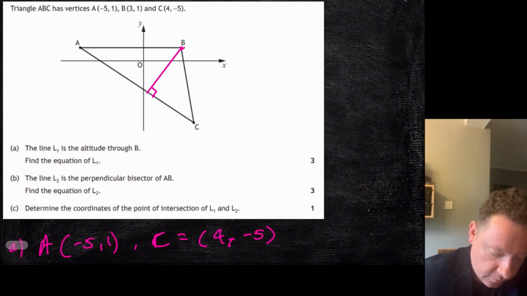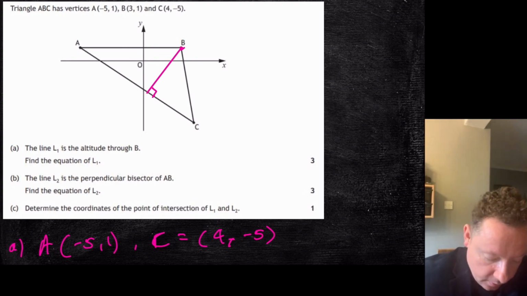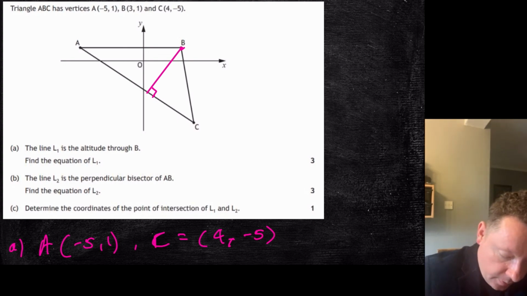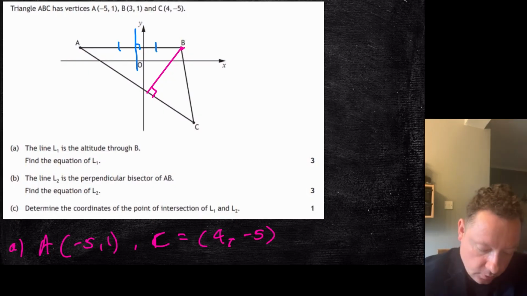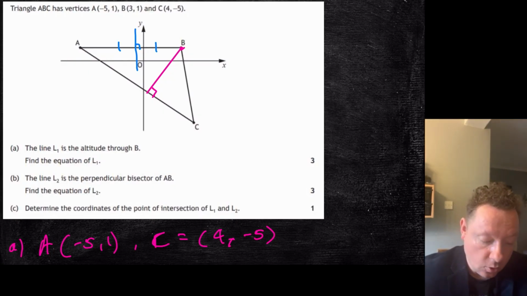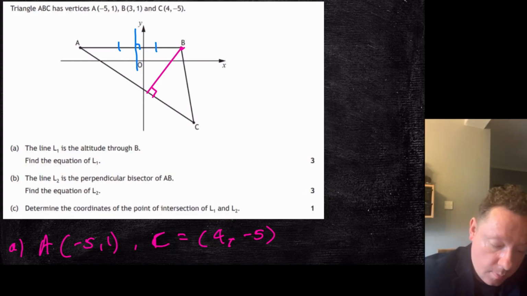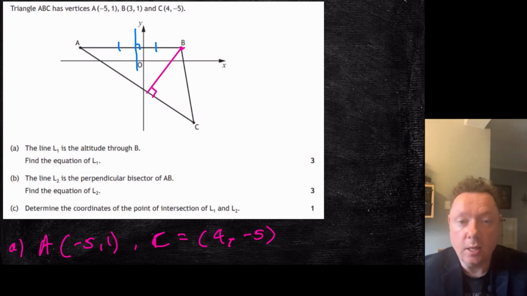Part B says the line L2 is the perpendicular bisector of AB. Find the equation of L2. So let's annotate our diagram here. It's the perpendicular bisector of AB, so it's the line that goes through AB at right angles and cuts it in half. So we need to find the equation of L2. So we're going to need the gradient. If we knew the gradient of AB, we could find the gradient of the perpendicular. But this is actually quite an easy question.